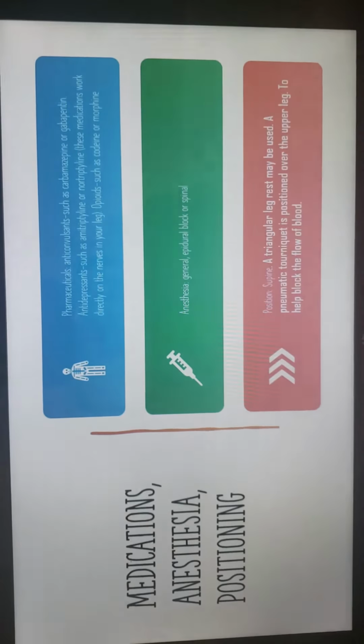Figure A shows a normal artery with normal blood flow. The inset image shows a cross-section of the normal artery. And figure B shows an artery with plaque buildup that's partially blocking blood flow.